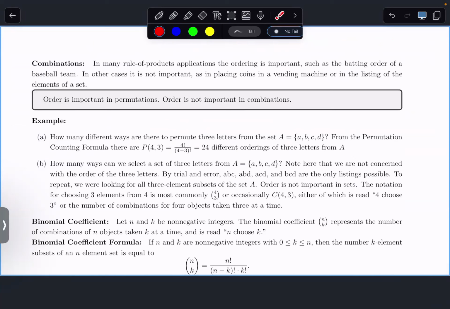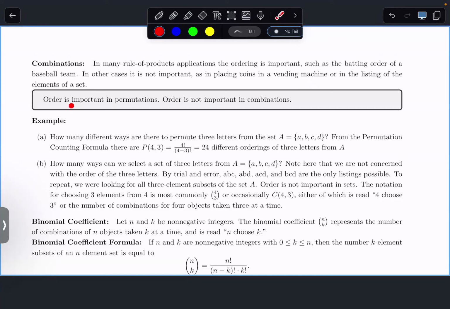So we've talked about the rule of products where the order is important, such as the batting order of a baseball team. In other cases, it's not important. If you think about the order that you place coins in a vending machine, the order doesn't matter, you get to the same total, hopefully. Or in listing the elements of a set, the order doesn't matter.